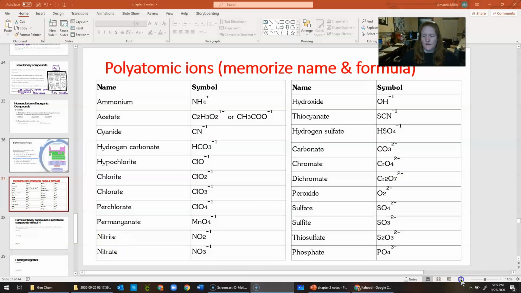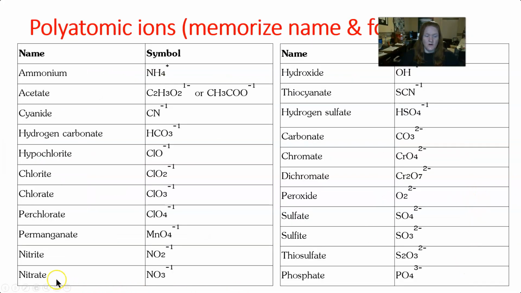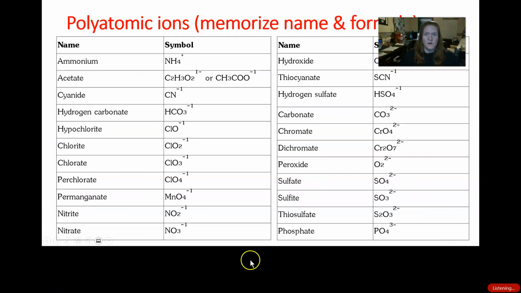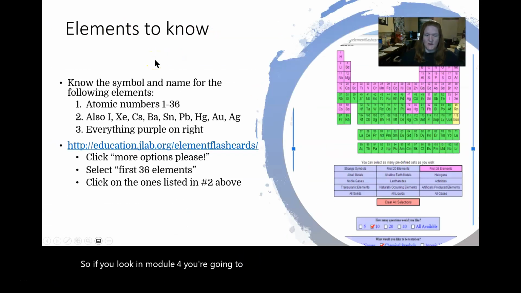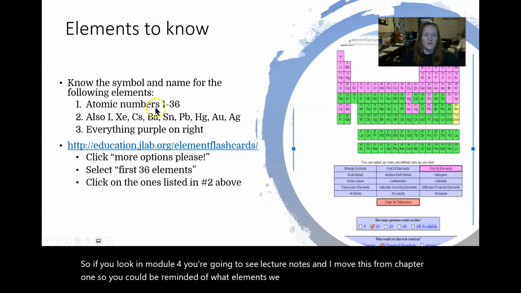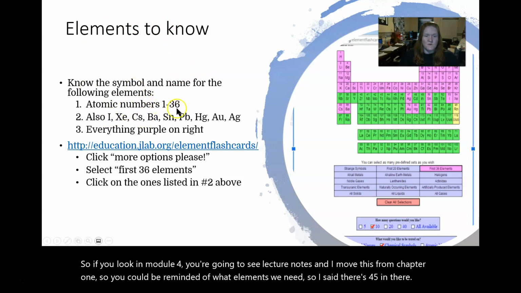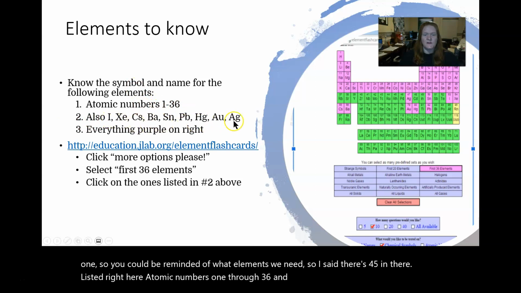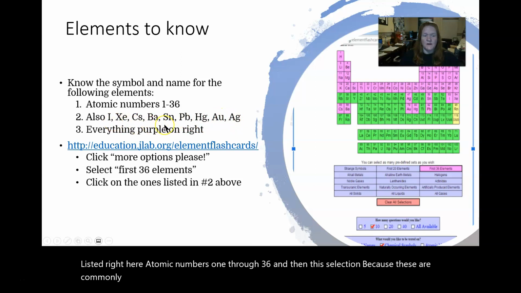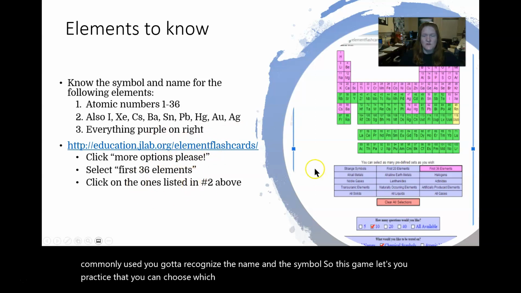So I have new lecture notes for Chapter 2 that you can find in Module 4. Okay, so if you look in Module 4, you're going to see lecture notes. And I moved this from Chapter 1 so you could be reminded of what elements we need. So I said there's 45, and they're listed right here, atomic numbers 1 through 36, and then this selection, because these are commonly used. You got to recognize the name and the symbol. So this game lets you practice that. You can choose which items you want, and it just quizzes you.